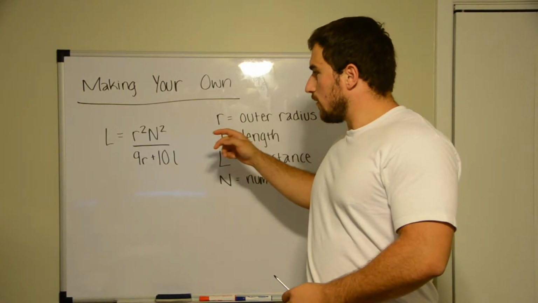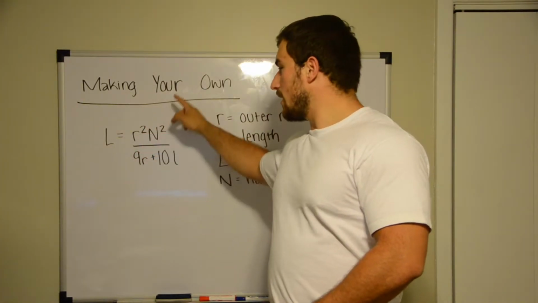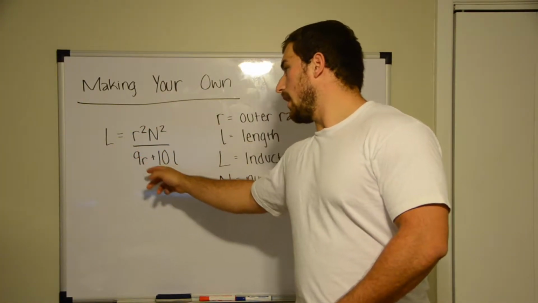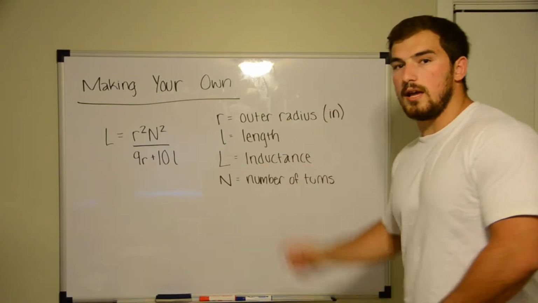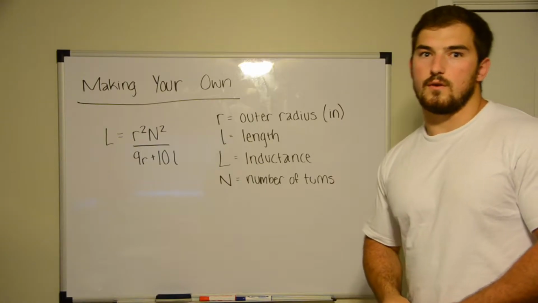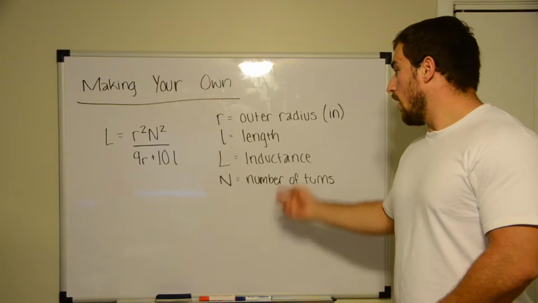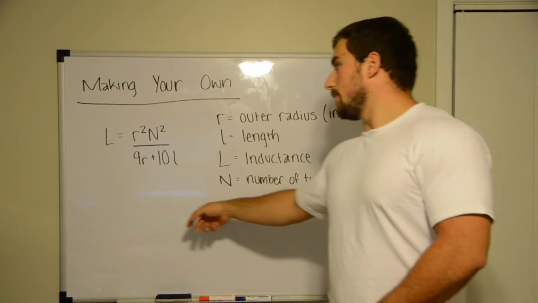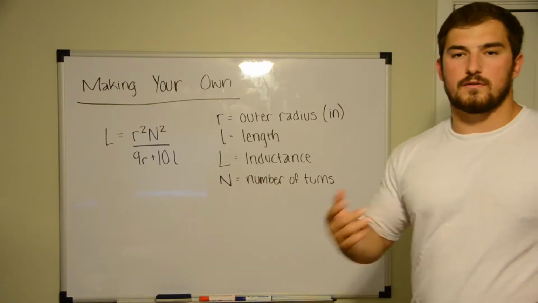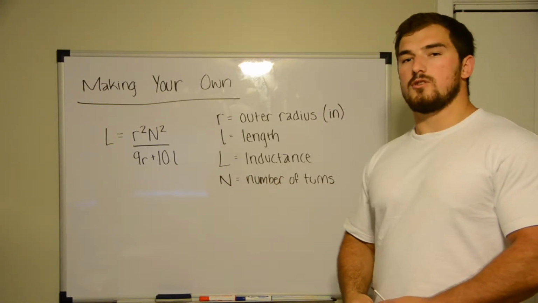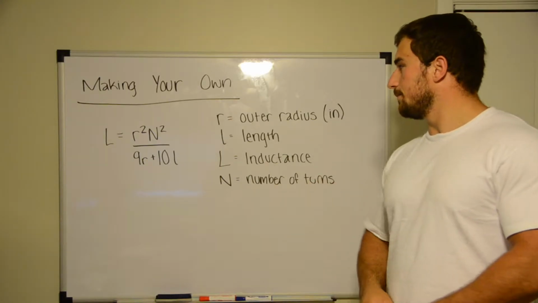So let's just talk about this equation right here. Inductance L equals R squared N squared divided by 9R plus 10l, with R equal to the outer radius, and we use imperial units for this, so it's going to be in inches. The lowercase l being length, the uppercase L being the inductance you desire, and the uppercase N being the number of turns. So with this equation, you can actually design and build your own inductor for a specific value.